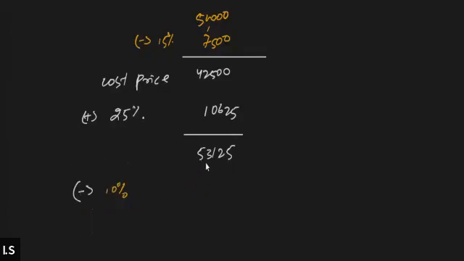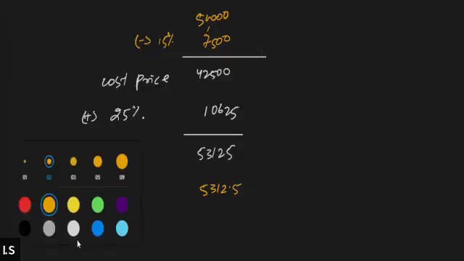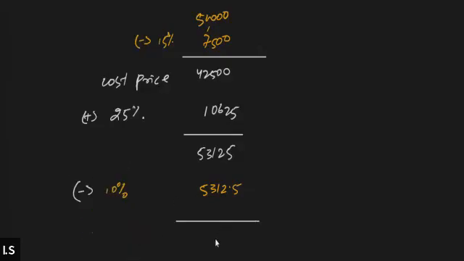Now we are also allowing our customer a 10% trade discount. So after subtracting 10%, 10% of 53125 will be 5312.5. And after subtracting it, we will get the final selling price. That will be 47812.50. 47812.5. Is it clear now, Labiba?